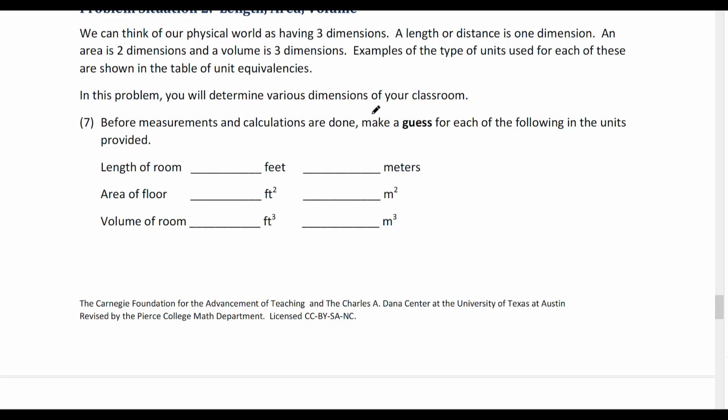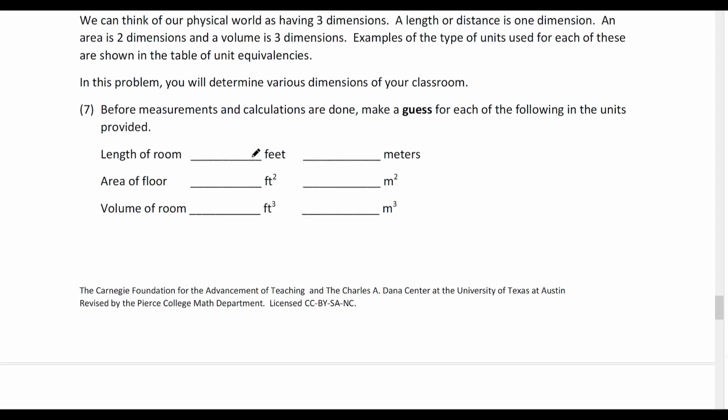In this problem, you'll determine the various dimensions for your classroom. You can estimate length. I'm not going to do this because I'm not in the classroom, and classrooms are going to vary. What's the length of a room going to be? Is it going to be 30 feet? The area of the floor, would that be something like 600 square feet? I don't know. And then volume: I don't really think as well in meters. I tend to go to yards. I know yards are slightly less than a meter, but that's where I go with that.